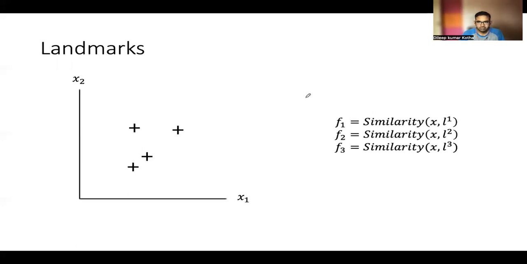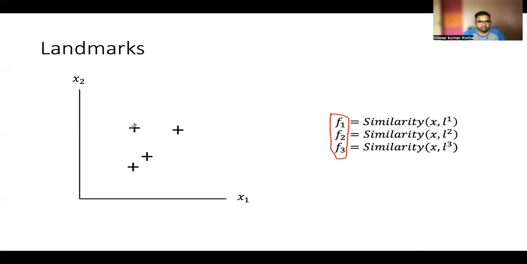There is something called a similarity function. These features correspond to the calculation after doing the similarity function calculations. So how do we do it? Let's say we have only two features, x1 and x2. These are the input features, and I will tell you how to take these landmarks. So these are called landmarks.